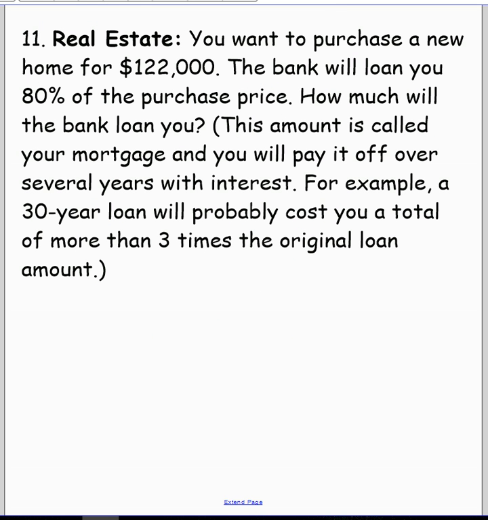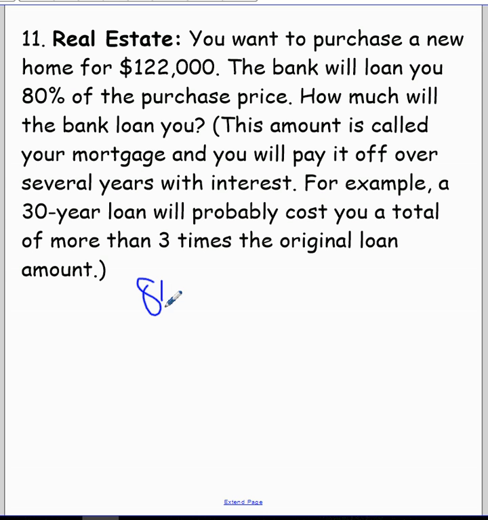You want to purchase a new home for $122,000. The bank will loan you 80% of the purchase price. How much will the bank loan you? So it mentions that's called your mortgage, and you have to pay interest on it. And so if you take out a 30-year loan, you're ending up paying about 3 times the original amount. So your $122,000 house, if you're making minimum payments over 30 years, will cost you about $366,000. Ouch. But we'll look at setting this problem up.